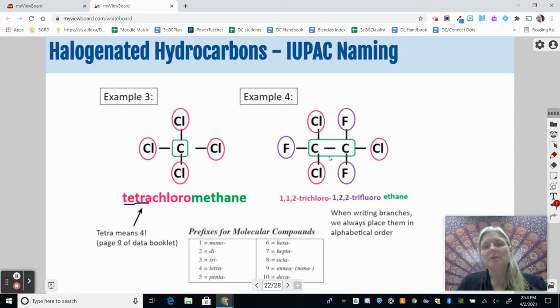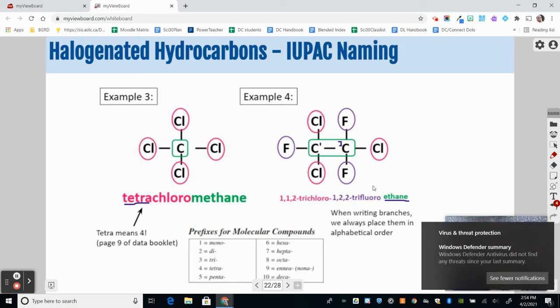Okay, here's a good example because this one, example 4, does not have a methane. We are now dealing with ethane. So now we have to say where all these chlorines and fluorines are, right? So we're going to number this carbon 1 and this is going to be carbon 2. And we know it's an ethane chain. There's only 2 carbons in it, so it's ethane. On carbon 1, you've got 2 chlorines, so dichloro.